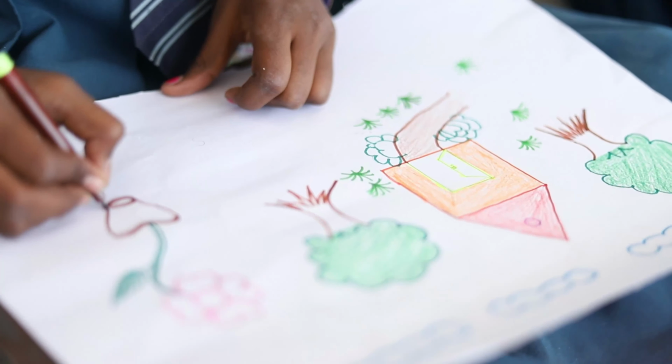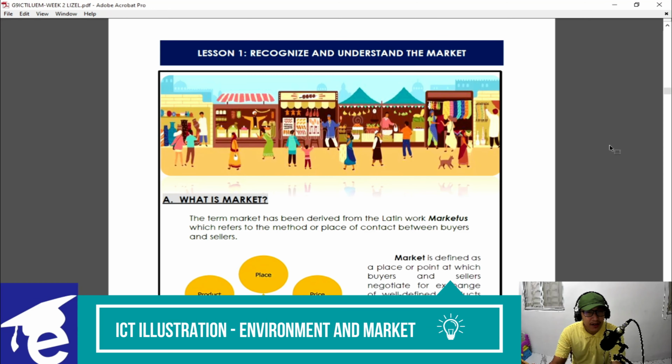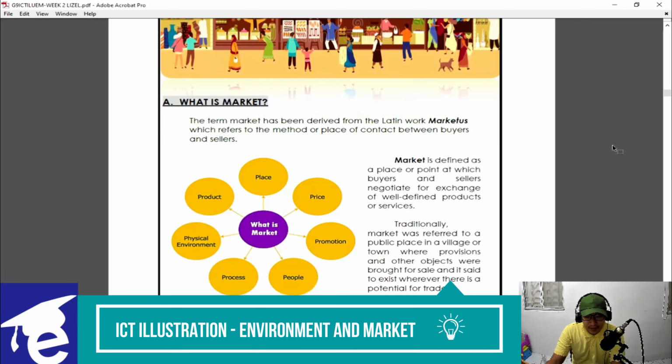Lesson number 1: what is market? I'm not going to explain everything. This module is made for you to self-understand, self-recognize the learning of environment and market. Another tip of learning is that you have to identify the words being described by the module. What is market? A market is just a place or point where buyers and sellers negotiate and exchange.